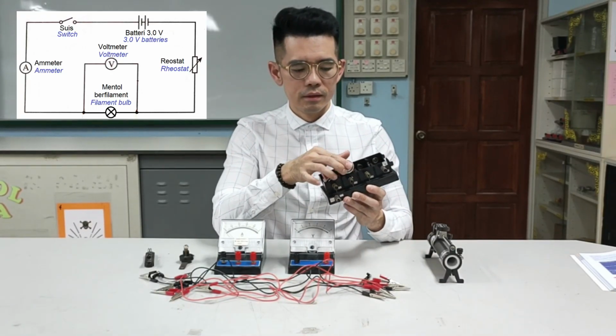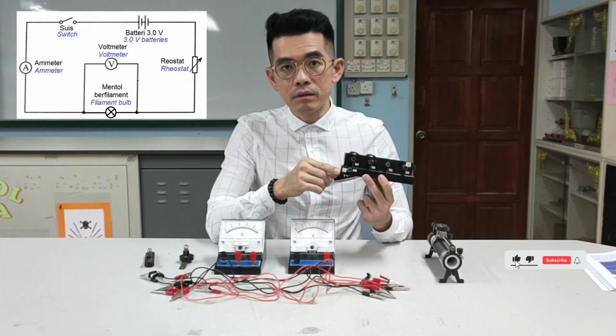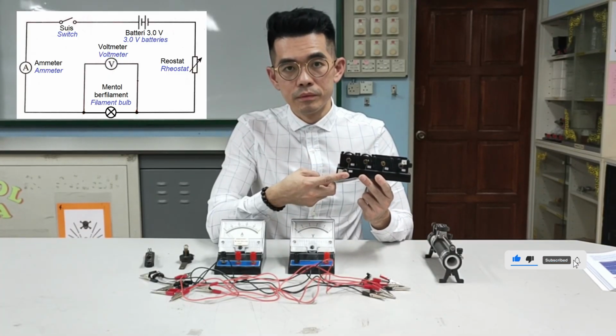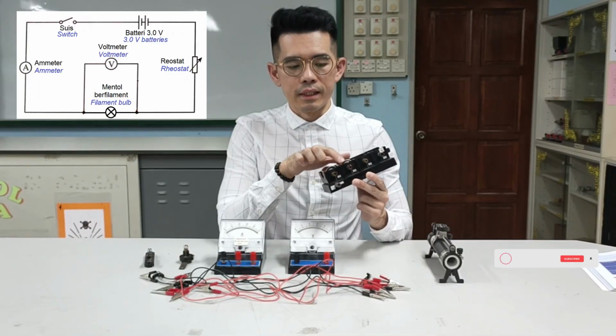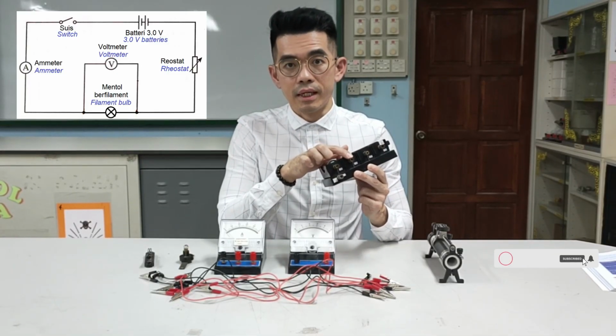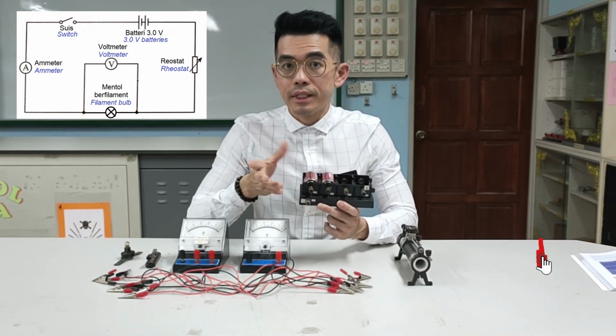Then next will be the second button. So your negative terminal will be connected at the bottom, and the positive terminal for the connecting wire will be at the second right of the battery holder here. So now let us arrange the apparatus according to the diagram.